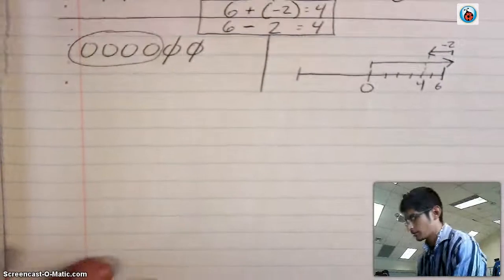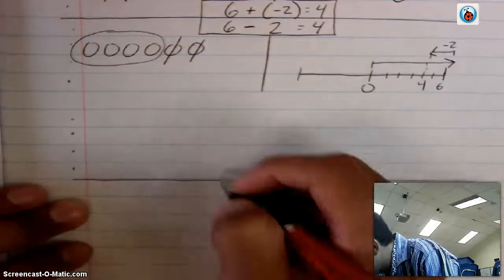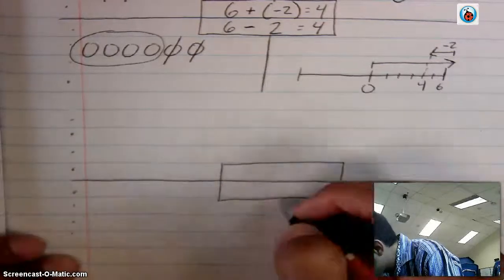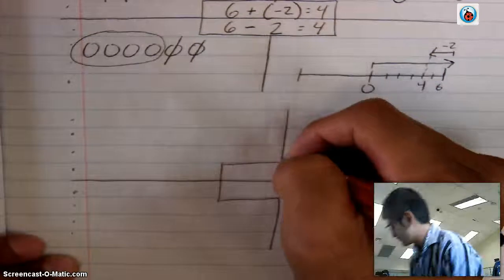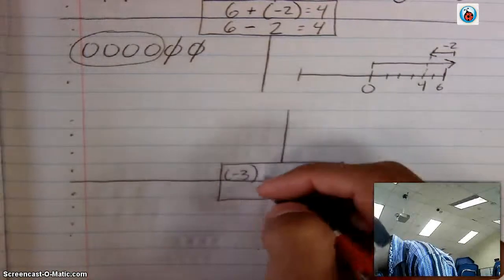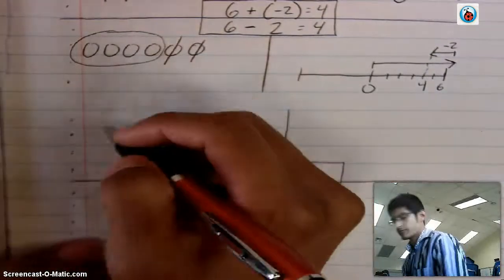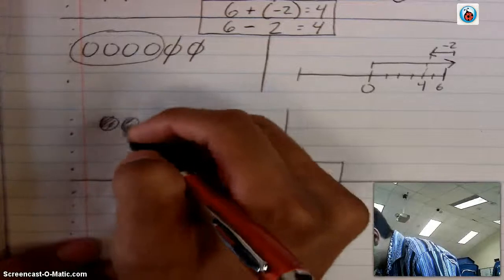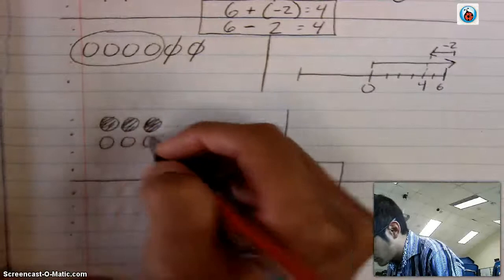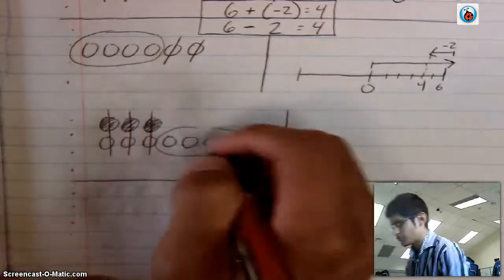I'm going to do the same thing: 1, 2, 3, 4, draw a line, make a box, 1, 2, 3, 4, draw another line. All right, let me give you another problem: negative 3 plus 7. Let's draw that up here first. Negative 3: 1, 2, 3 negatives. Now I'm going to add 7 positives: 1, 2, 3, 4, 5, 6, 7. Cross out my 0 pairs when I'm adding, and I'm left with 4.